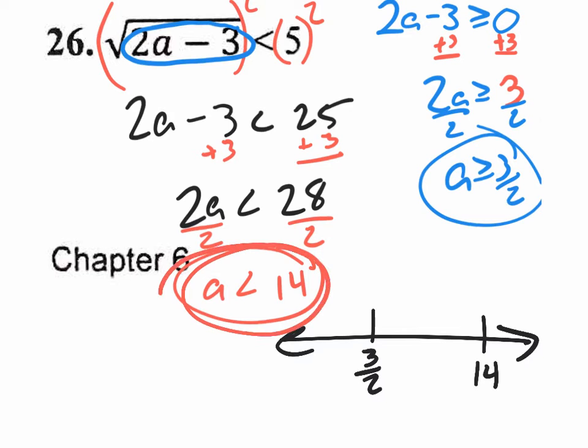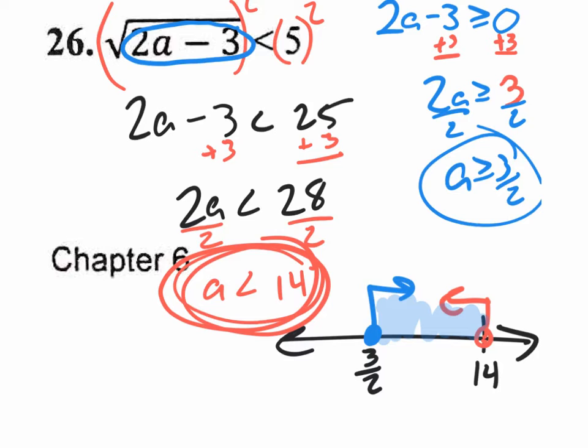So a is less than 14. Less than 14 is that way. A is greater than or equal to 3 halves, greater than or equal to is that way. So what this answer shows, the graph or the sketch, is that our answers are between here and here. Now we need to test and verify that that's correct.